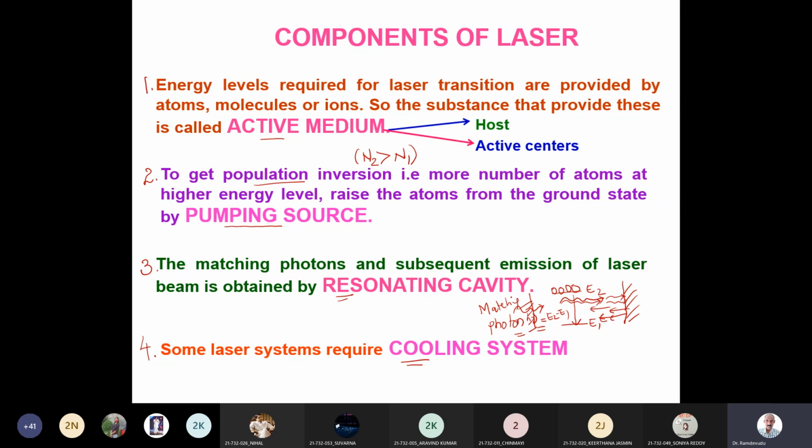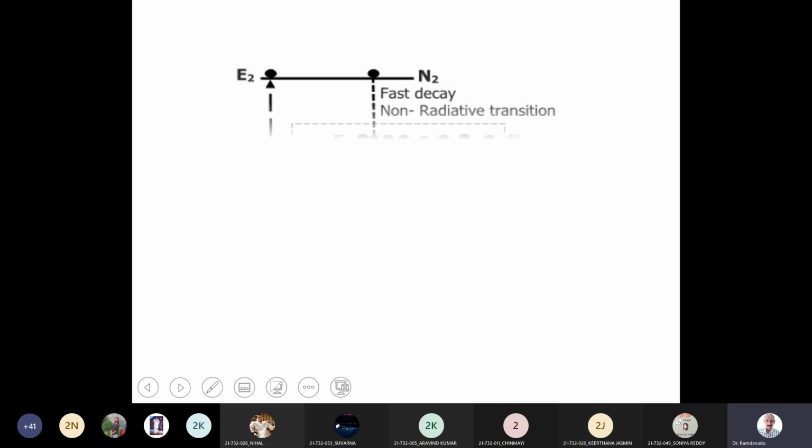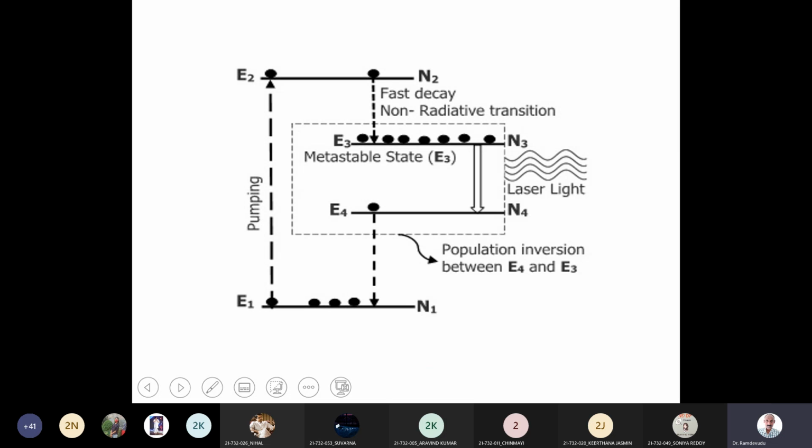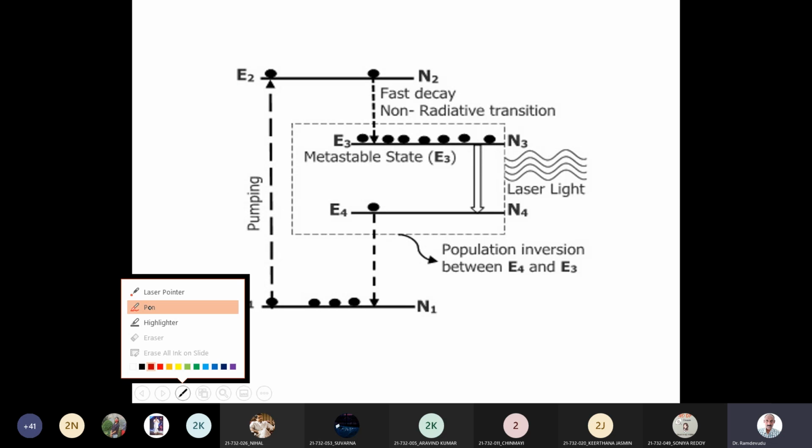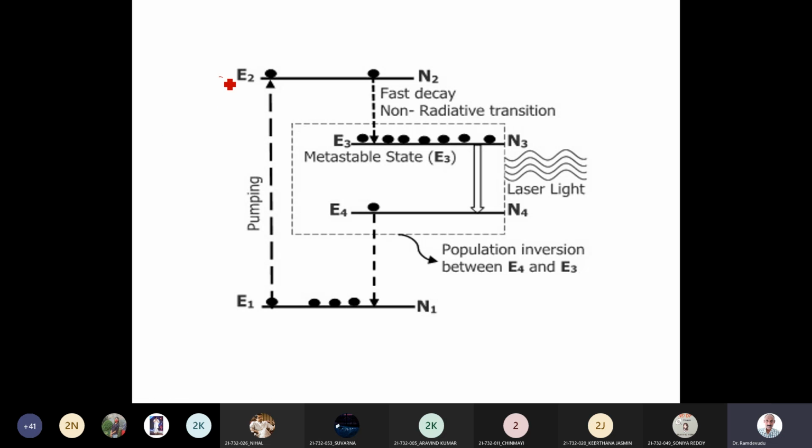So this we will see in a figure format. Therefore, you can easily understand the components of a laser. These are the components of the laser. What we want? We want a medium. This is the medium I'm taking. So this medium will provide you the energy levels E1, E2, having the population N1, N2.